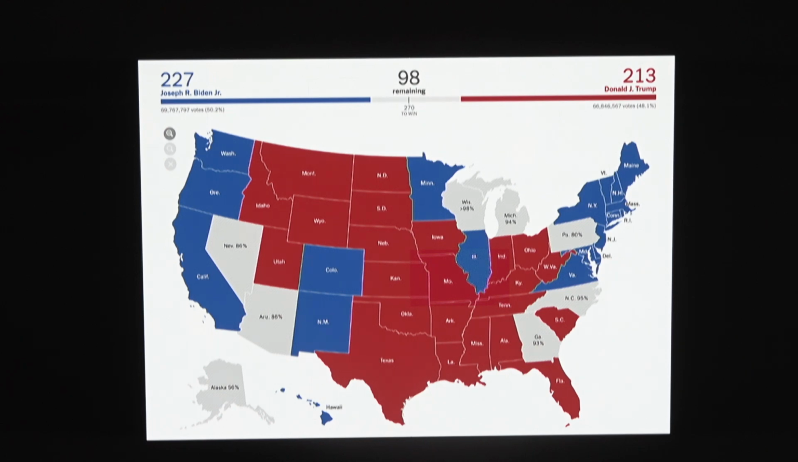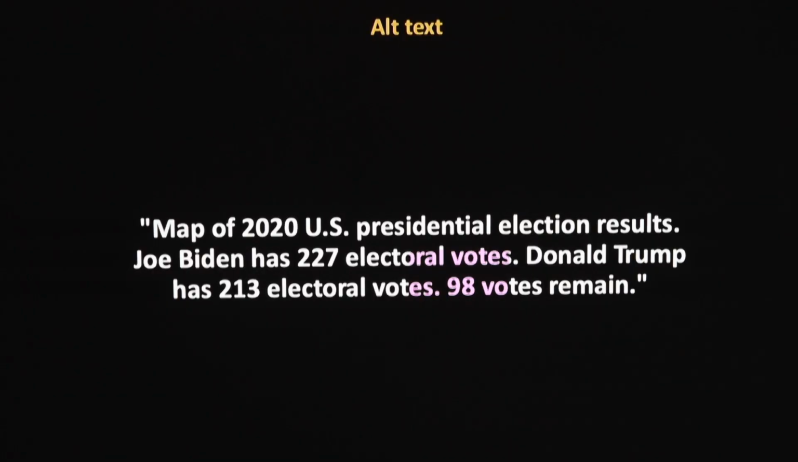The first is alt text. If someone were to provide an alternate textual description of that map, it might look something like this. Map of 2020 US presidential election results. Joe Biden has 227 electoral votes. Donald Trump has 213 electoral votes. 98 votes remain.